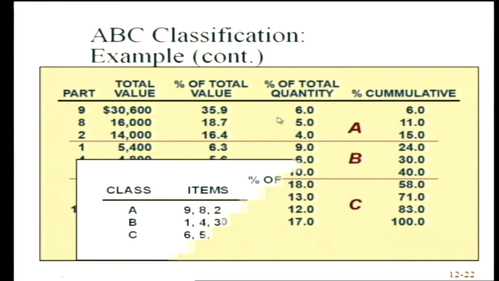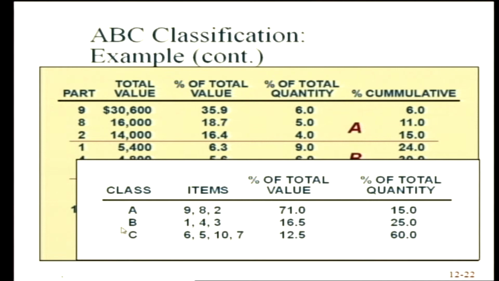You will appreciate that A class contains item numbers 9, 8, 2, which constitute 71% of the value, but quantity-wise they were 15% of the total quantity. If you see class B, they keep items 1, 4, 3, 16% of the total value, but 25% of the total quantity. Similarly, if you see C, they constitute 60% of the total quantity, but 12.5% of the total value. And this is the ABC analysis.